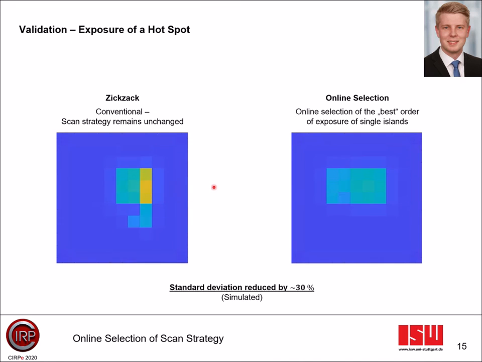Using the online selection of the order of exposure, the standard deviation of the temperature could be reduced by 20% for the simulated use cases in comparison to the conventional scan strategies. As a result, hotter areas have additional time to cool down, which reduces the temperature gradients and thus the resulting residual stresses.